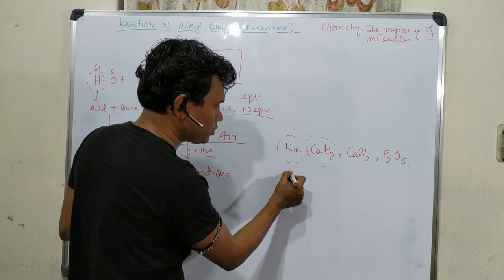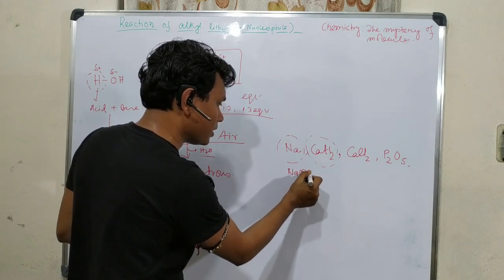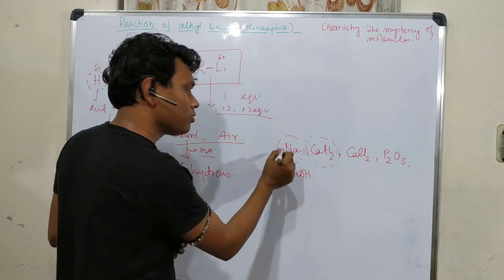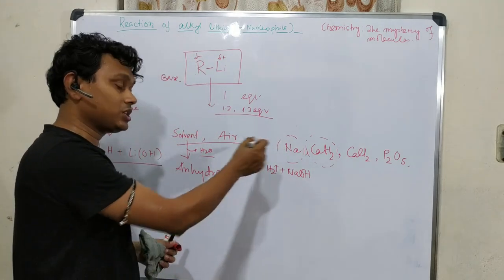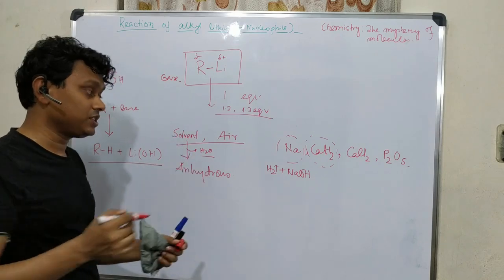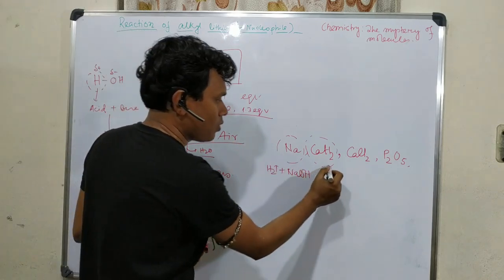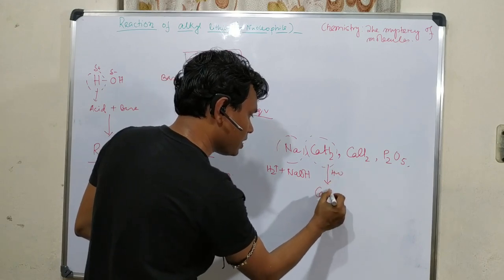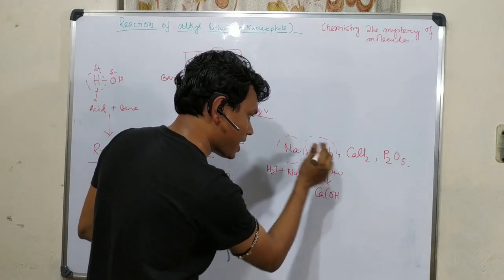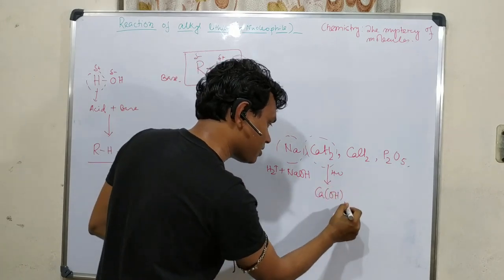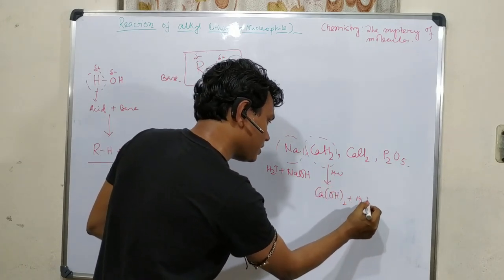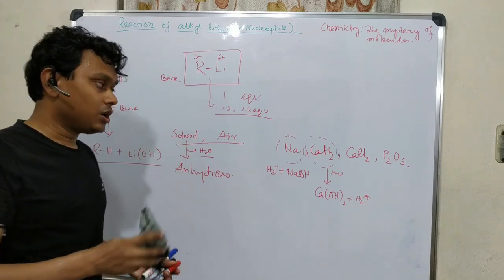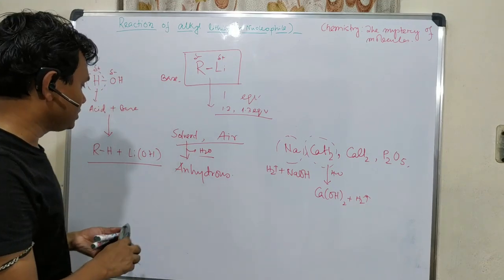Sodium reacts with moisture to form sodium hydroxide and hydrogen gas. In this way water is eliminated, because sodium has a very strong affinity and reacts strongly with water. What happens in the case of calcium? Calcium hydride reacts with water to form calcium hydroxide and hydrogen. In this way solvents are converted from their normal form to the anhydrous form for this reaction.